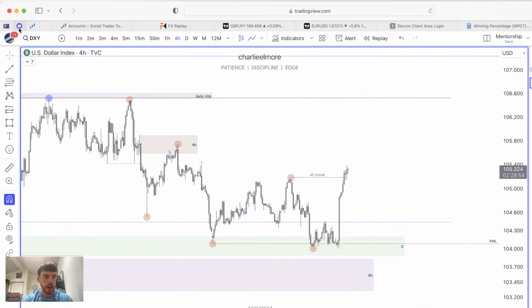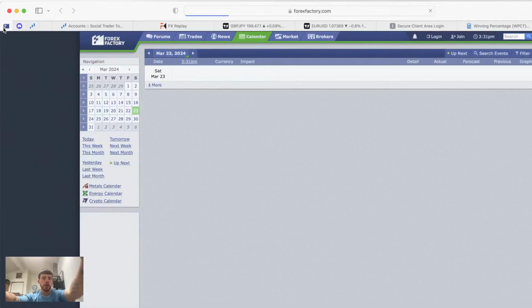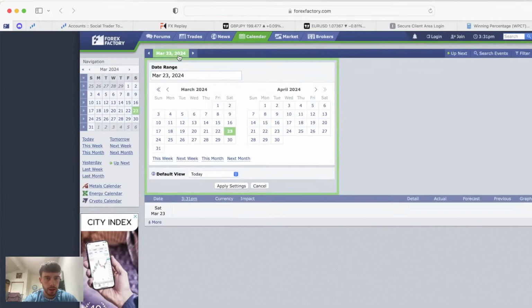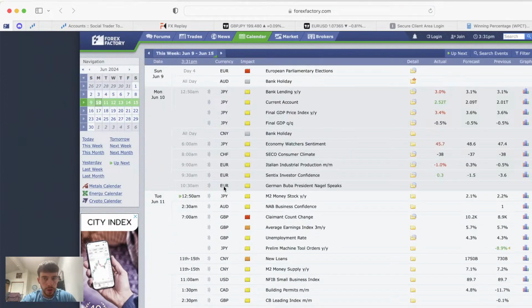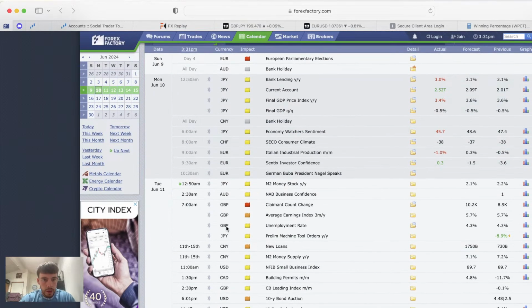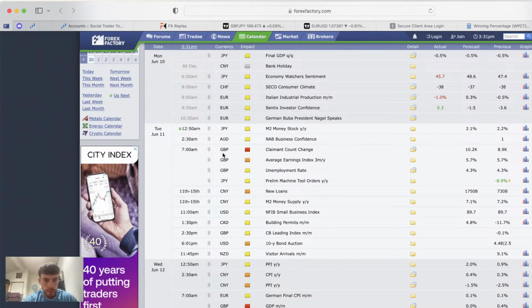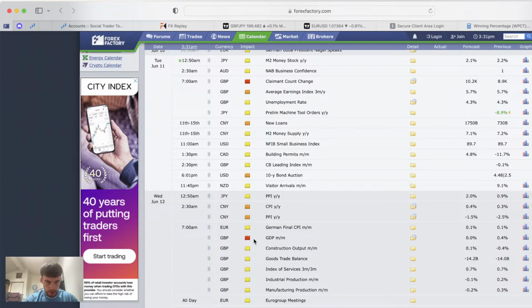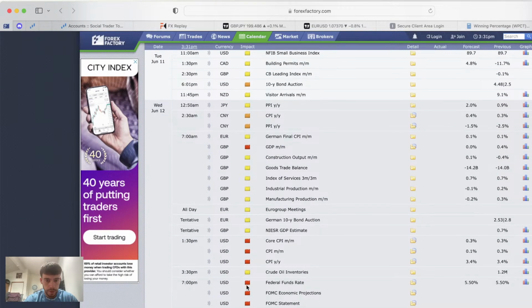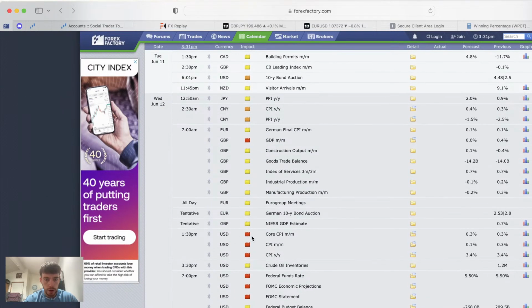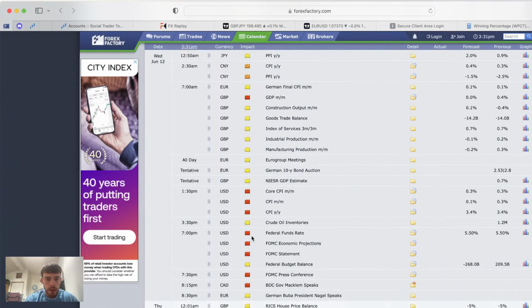Let's have a look at the Forex Factory calendar, because I just want to double check any news that might come out this week. That's pretty much it for today in terms of news events by the looks of it. We've got some news 7 a.m. tomorrow for the pound. Again on Wednesday, 7 a.m. for the pound. And we've got core CPI on Wednesday as well.